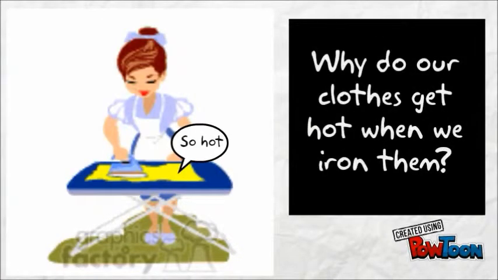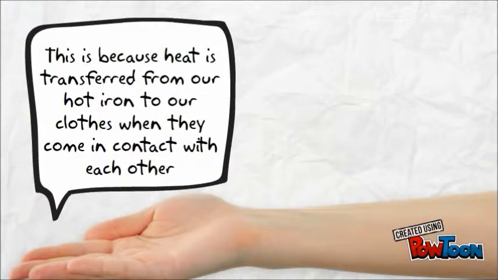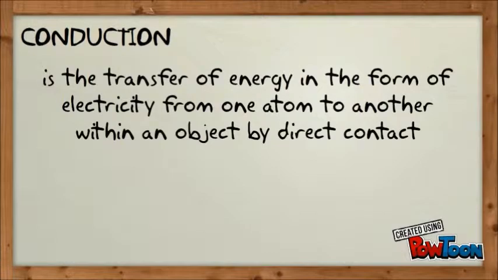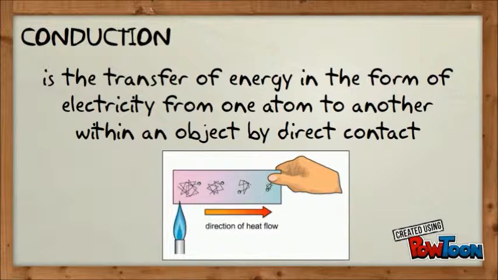Why do our clothes get hot when we iron them? This is because heat is transferred from our hot iron to our clothes when they come in contact with each other. This is all because of a very important process called conduction. Conduction is the transfer of energy in the form of heat or electricity from one atom to another within an object by direct contact.